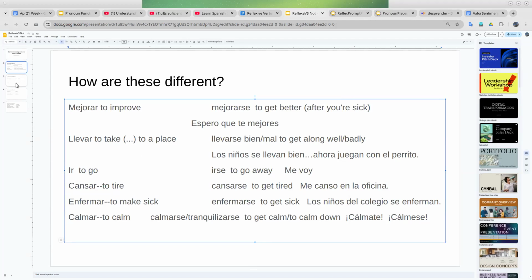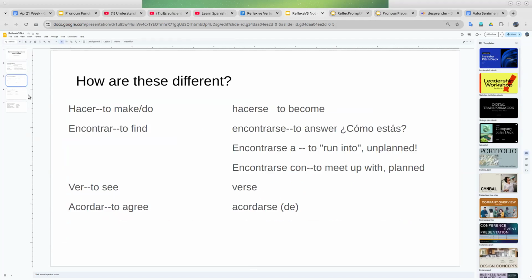Cálmate is one of those commands you hear people say a lot because they want people not to get worked up about something. Yeah. And they say cálmate. Like, oh, hey, this is not a problem. Just relax about it, right? Cálmate. See? But what I'm trying to do is give you an idea that sometimes you're going to hear things being used reflexively and it kind of changes the meaning. And sometimes you might have to guess if you don't know the verb, but I'm just trying to go through some things you're likely to hear.